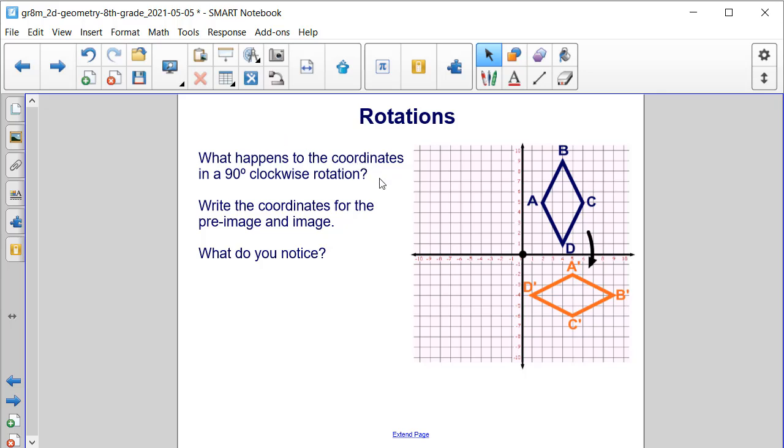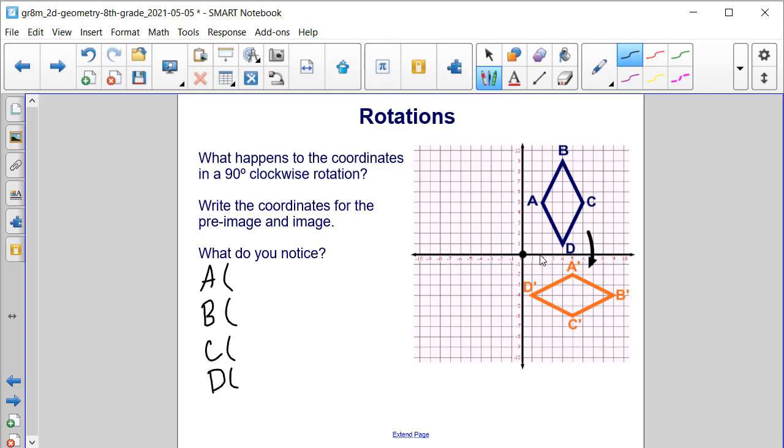What happens to the coordinates in a 90 degrees clockwise rotation? We're going to start by writing down the coordinates of both the pre-image and image, and then we're going to look for a similarity between each set and see if we can come up with a general formula. So let's start by writing the coordinates of our original points, A, B, C, and D.